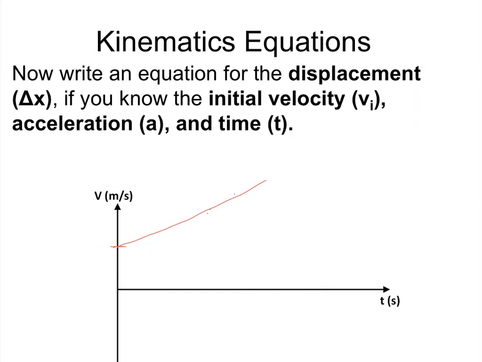For the last one here, we want to write another equation for the displacement if we know initial velocity, acceleration, and time. So, we're going to start with the things we know. We know vi here, we know our time, and we also know our acceleration. So we saw from the last one that our slope equals some acceleration a. And we ultimately want to find our displacement. So once again, I'll give you a chance to do this on your own, so go ahead, pause the video, try this one, and then we'll go through it.